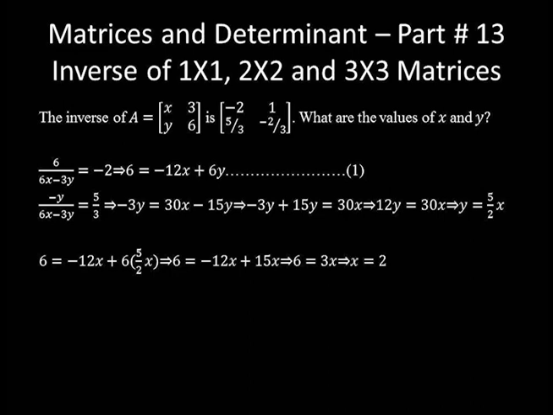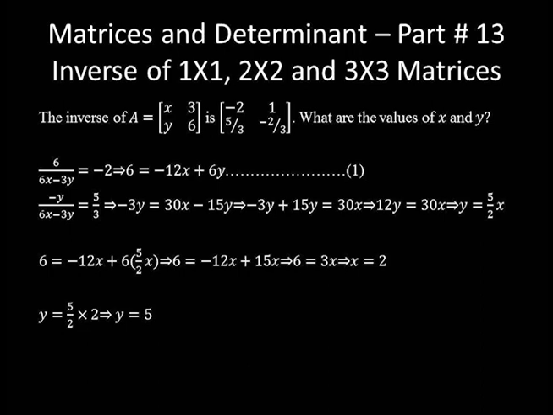Once we find the value of x, it's simple to solve for y, because y equals 5/2 x. So y equals 5/2 times the value of x, which is 2. This implies y equals 2 crossed out by 2, we are left with 5. Thus the values of x and y, respectively, are 2 and 5.